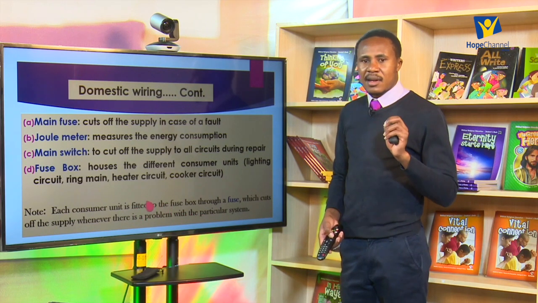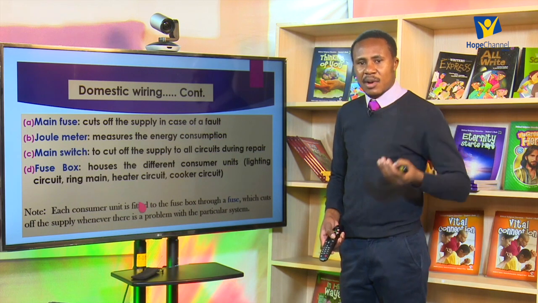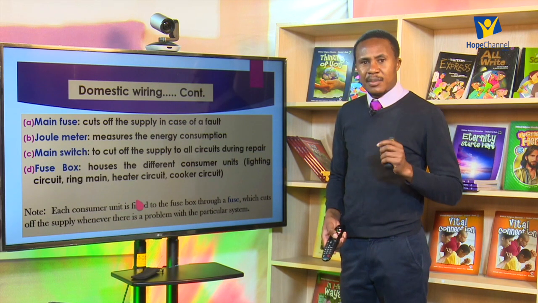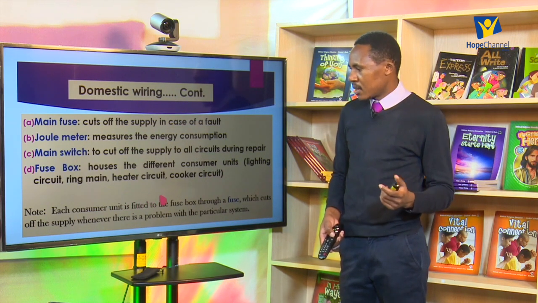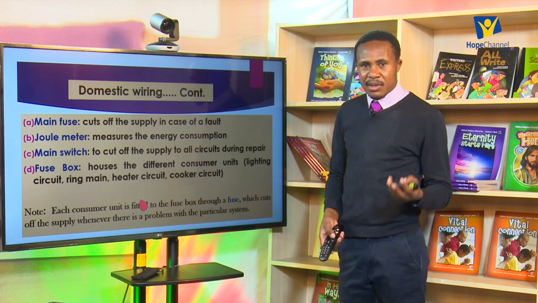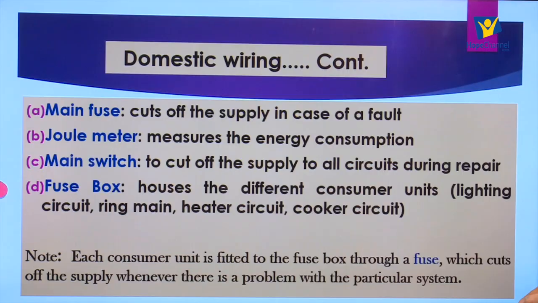It's because of different current requirements for the different appliances. For example, the current required by an iron box is not the same as the current required by a bulb in the house, and so they cannot be connected in the same circuit. Therefore, each of these units is linked to the fuse box through a fuse, and this fuse purposely is used to cut off the supply if there is a problem with that particular system. So if there is a problem with the lighting circuit, this fuse can switch the lighting circuit off, but the other ones are still on.